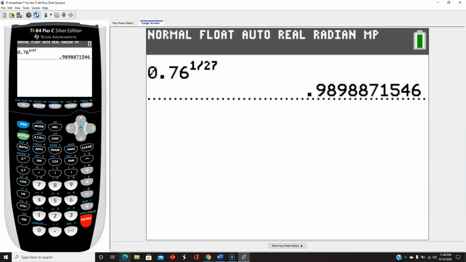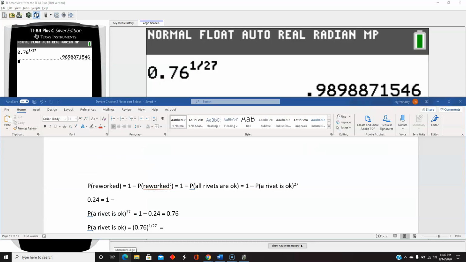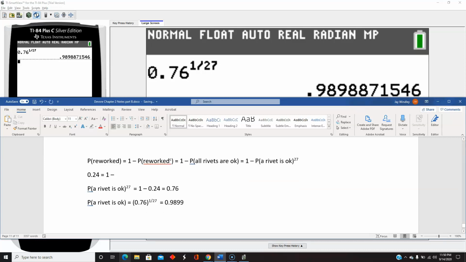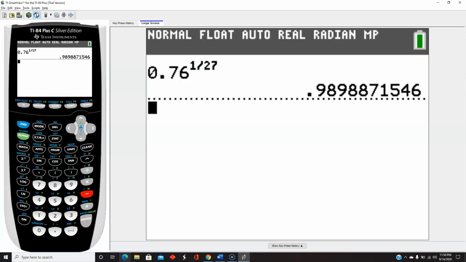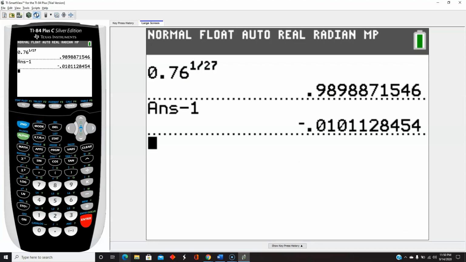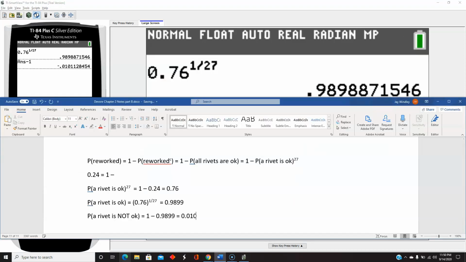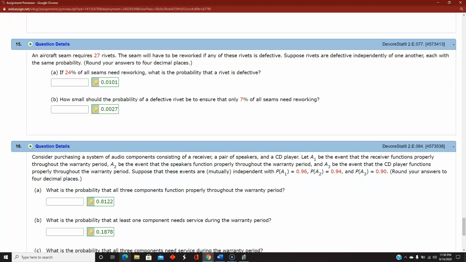That's 0.9899, let's say. So 0.9899 is the probability that a rivet is okay. So therefore, the probability that a rivet is not okay is going to be 1 minus 0.9899. That's 0.0101, which, if you look at the answer key, there's the 0.0101.